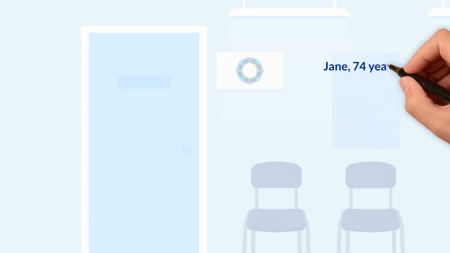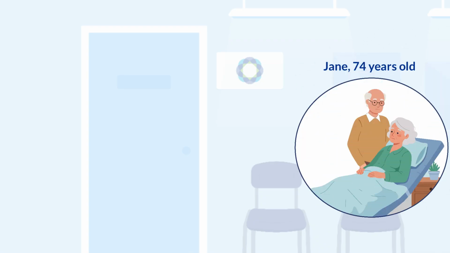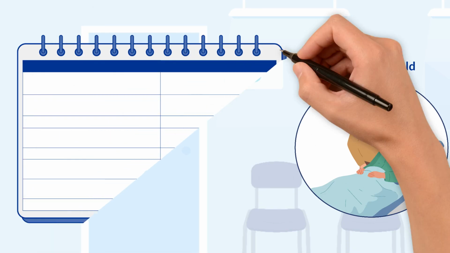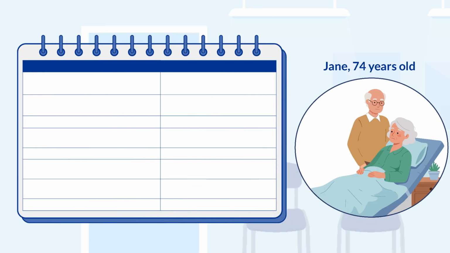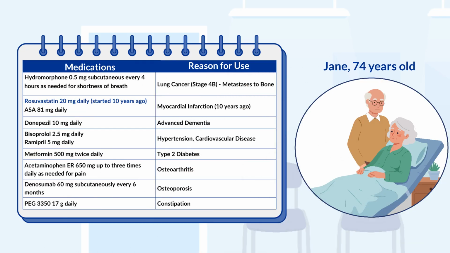For our next case, let's meet Jane, a 74-year-old female with terminal lung cancer. You have been helping care for Jane since she moved into long-term care 2 months ago. The nursing staff at the long-term care home are asking for a review of her medications, as she is often refusing them. She has multiple medical conditions, including a heart attack 10 years ago and advanced dementia.